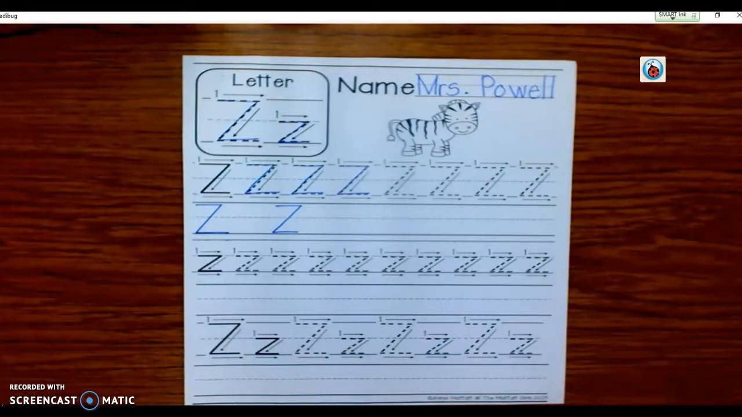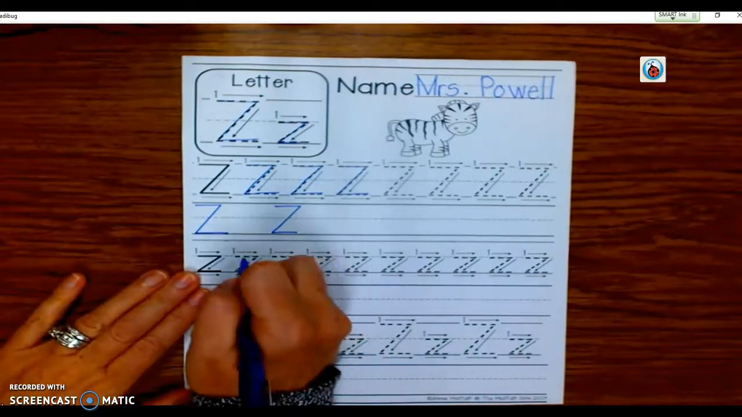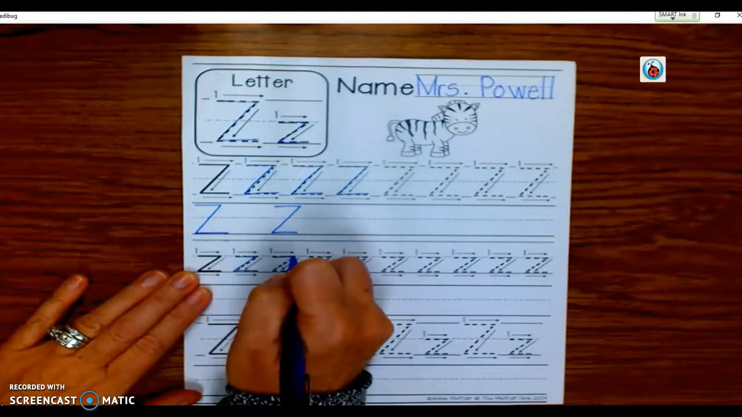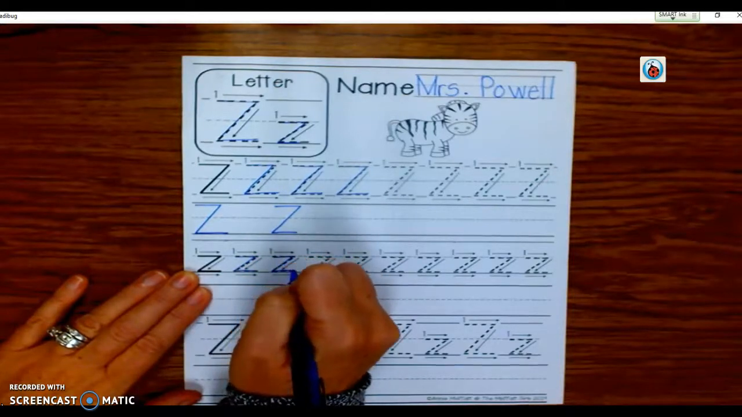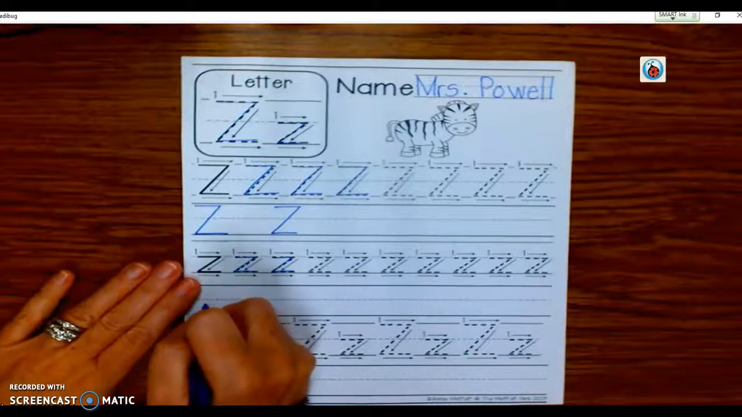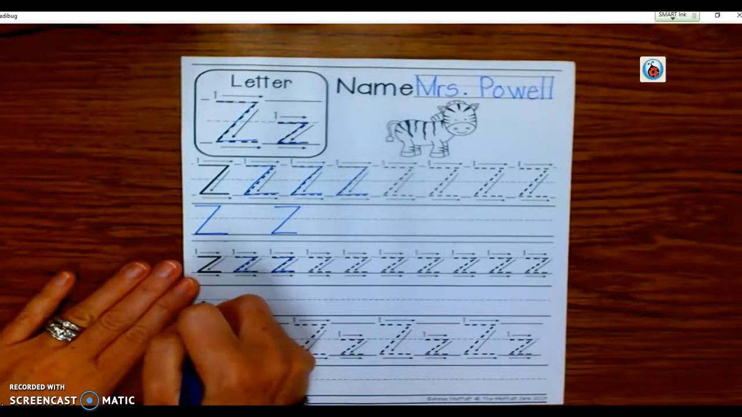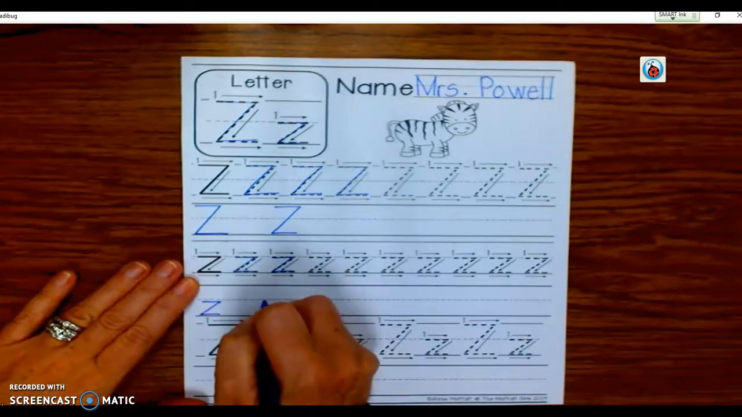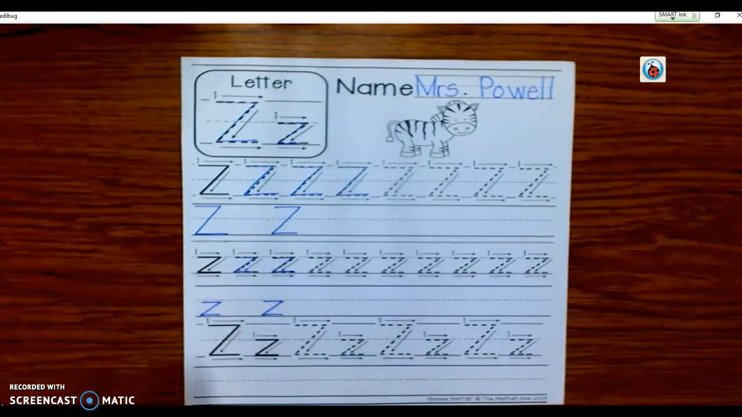Do exactly the same thing for lowercase z. It's just a little bit smaller. Go over, slant down, push back. It's going to take a little bit of practice. Remember to leave your pencil on the paper. You don't pick it up while you're writing the letter. Start the dotted line. Go over, slant down, push it back. Go over on the dotted line, slant down to the bottom, push it back.